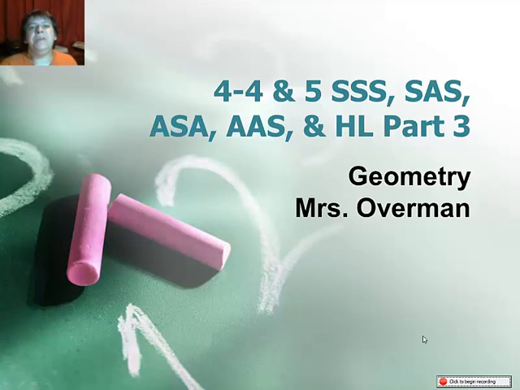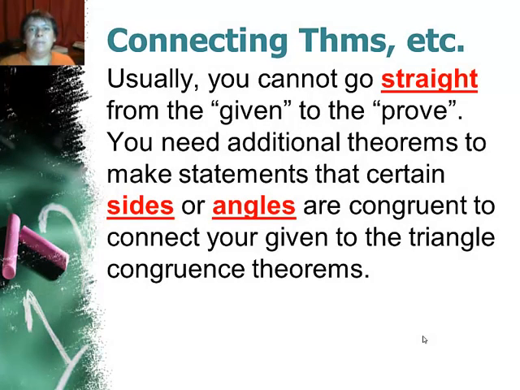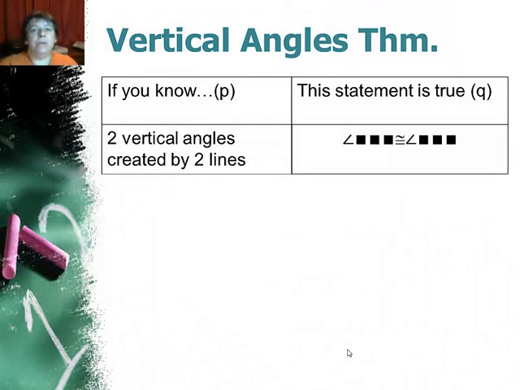Now we're quickly going to go through some connecting theorems, postulates, and definitions that you can use to make triangle proofs. Usually you cannot go straight from seeing the picture of the triangle to saying, oh, they're congruent. Normally you have to do extra steps to show that either the sides are congruent or maybe the angles are congruent. So here's some helpful theorems and postulates.